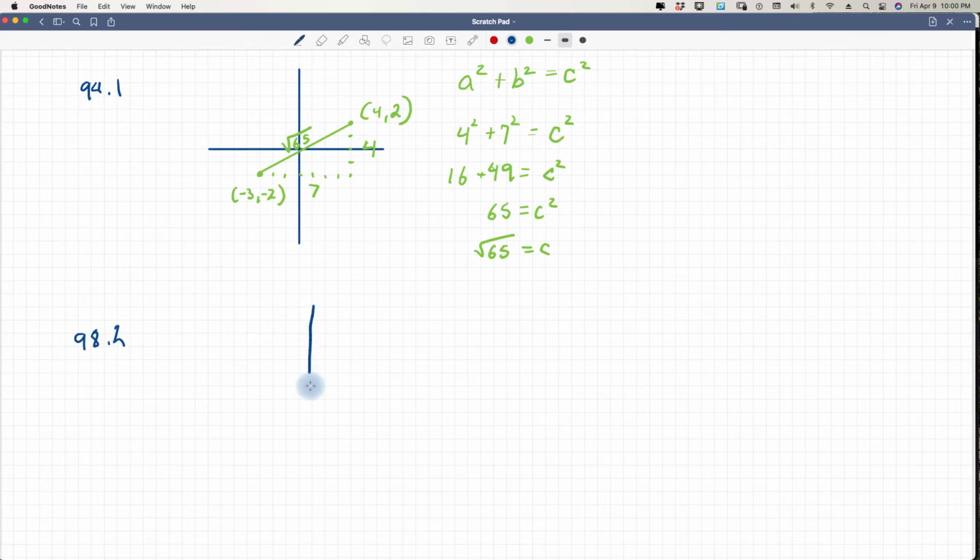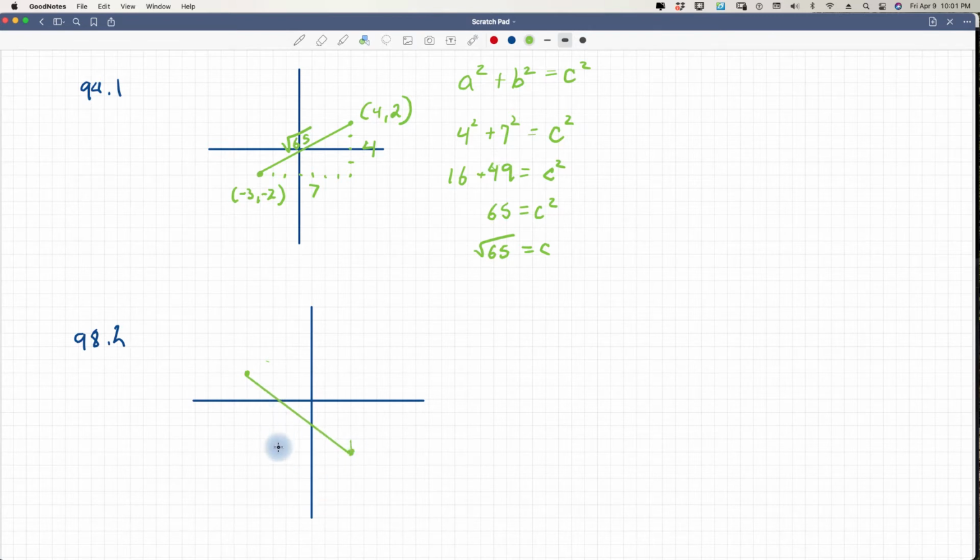All right, so here's our y-axis, and here's our x-axis. And let's see what other points we are given. All right, so we have here 3 and -4. I'm sorry, 3 and -4. And we have -5 and 2. Right there. Okay, and let's draw our line.